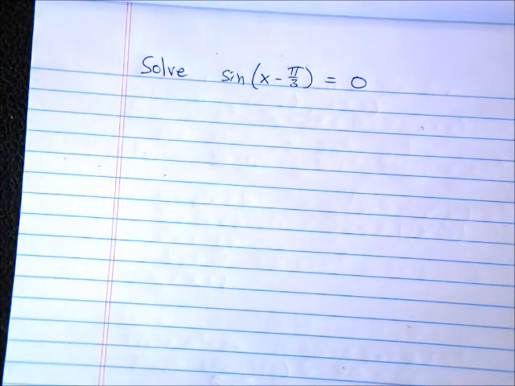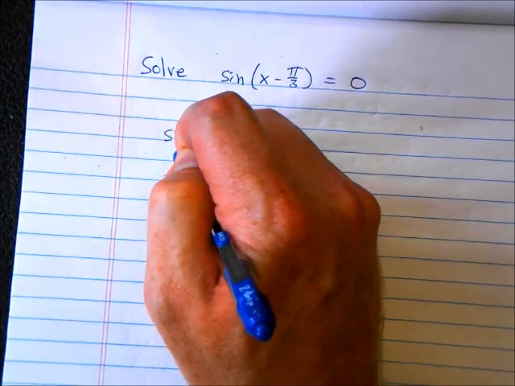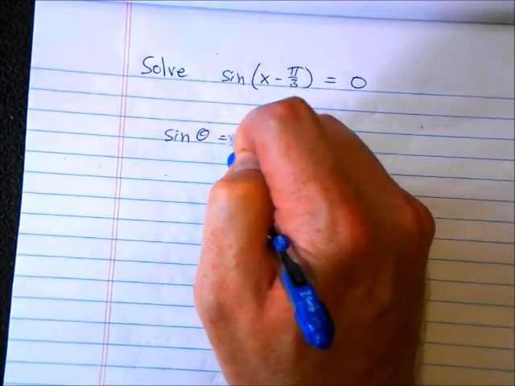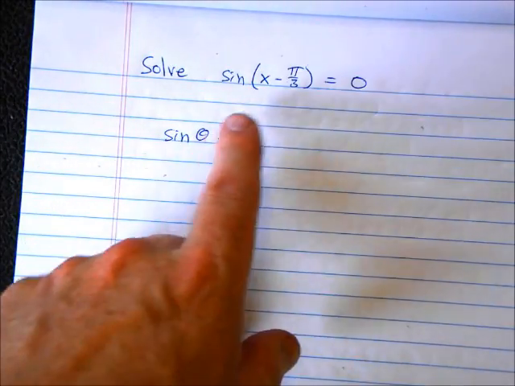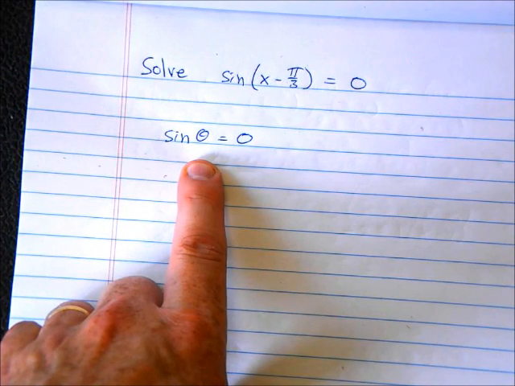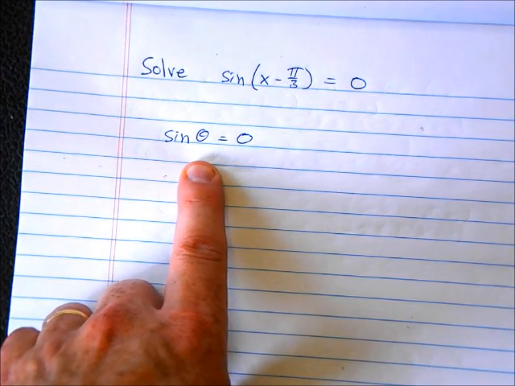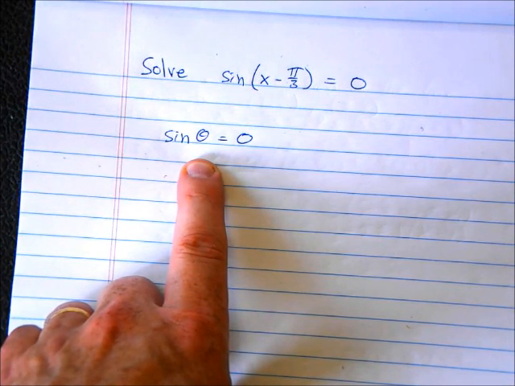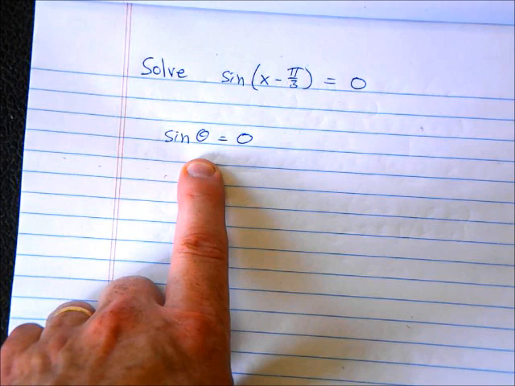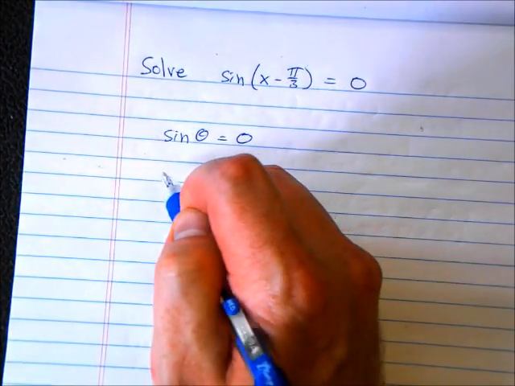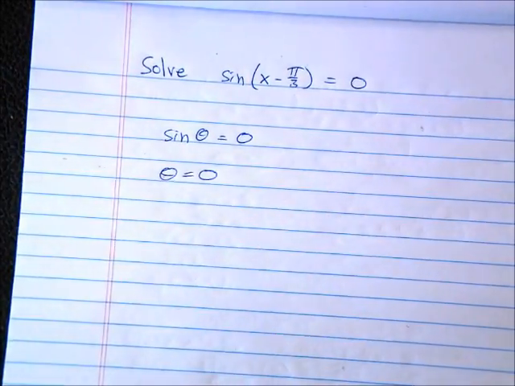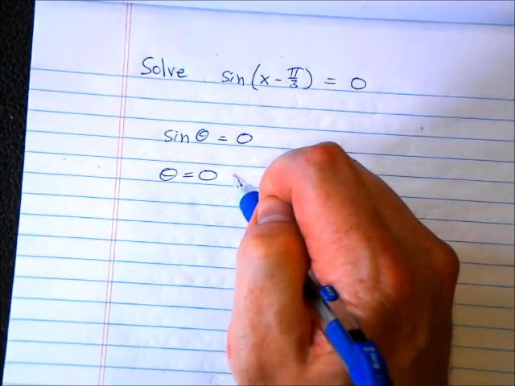All right, very good. So what we really need to know, let's start with a little bit easier equation. Sine of theta equals 0. Let's forget that we got x minus pi over 3 for a minute. What values for theta give you 0 when you're dealing with sine? 2 pi and pi and 0, and 360 if you're working with degrees. So theta could be 0.